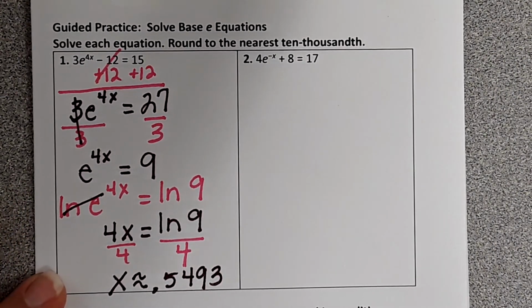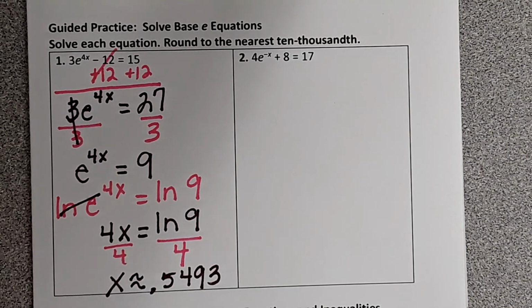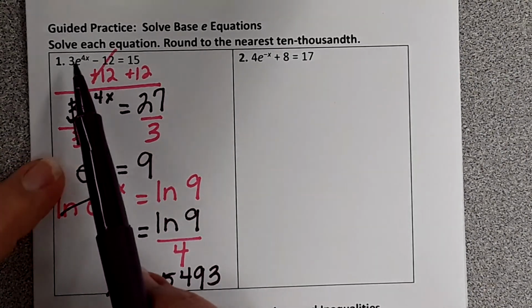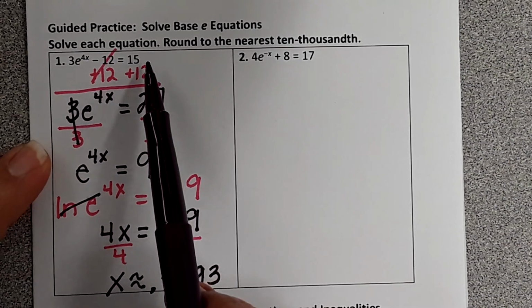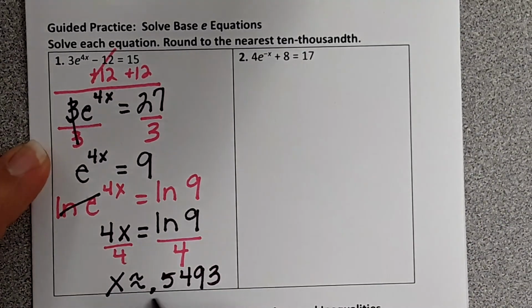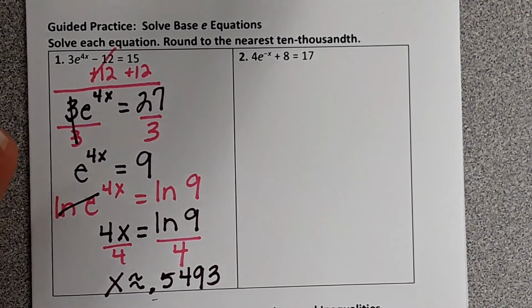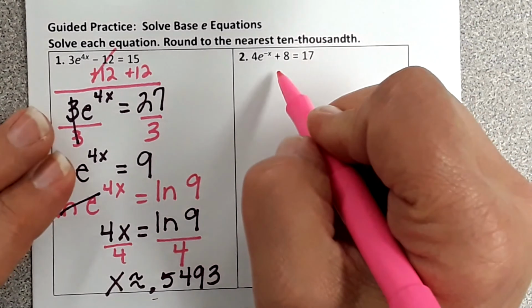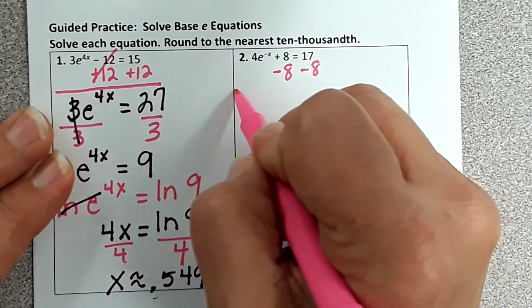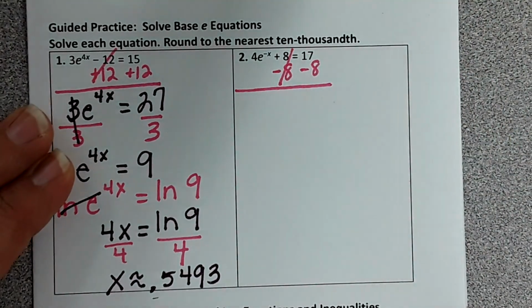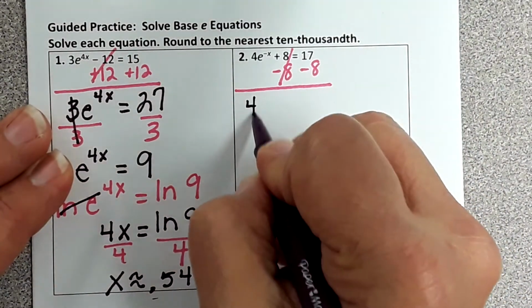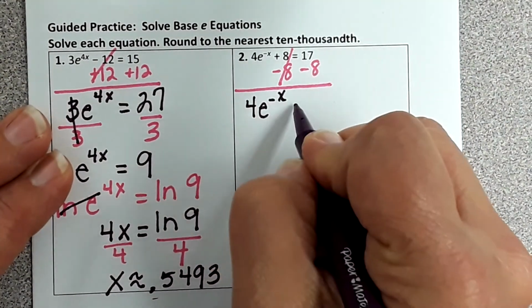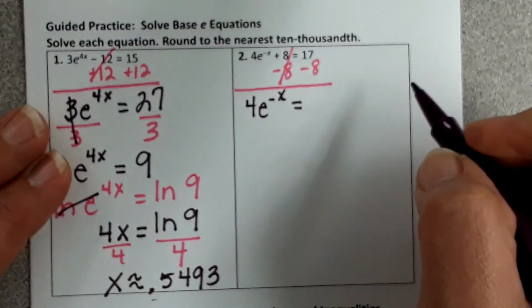Let's look at number 2. I see that it has an e in it. It says, again, solve each equation, round to the nearest 10 thousandths. So what do I want to isolate right now? e to the negative x. So what am I going to start with? I'm going to subtract 8 from both sides. What is 17 minus 8?